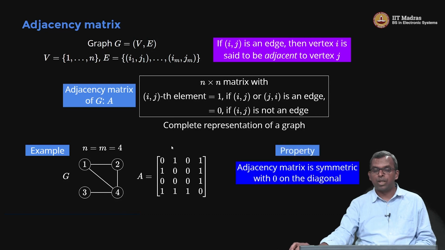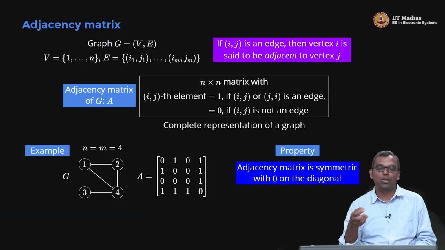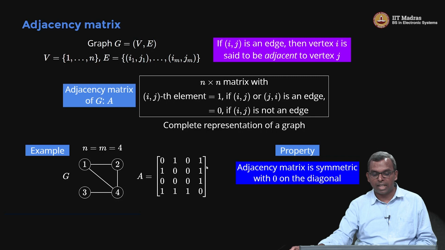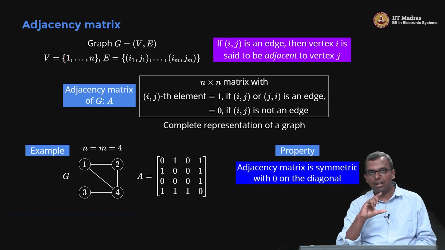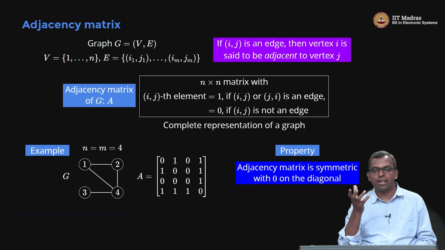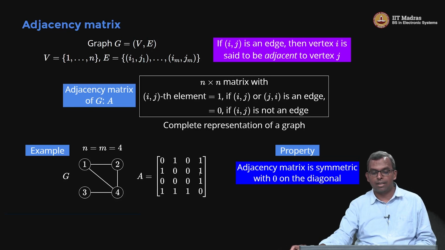Here is an important observation, a property of the adjacency matrix. The adjacency matrix is symmetric. Notice how symmetry comes in wonderfully, and it has 0 on the diagonal, right? On the diagonal it has 0 because I didn't allow self loops in my definition. So 0 on the diagonal, and it is symmetric, because i,j and j,i are connected. So it's undirected. i,j and j,i are the same, so it will always be symmetric. Wherever you have a 1 in i,j, j,i will also be 1. If i,j is 0, j,i will also be 0. So that's the nice symmetry property of the adjacency matrix.